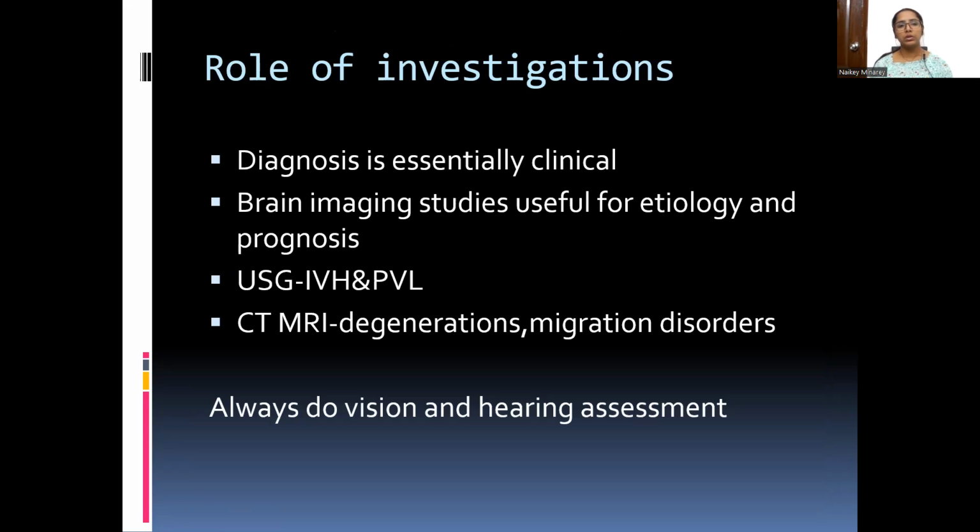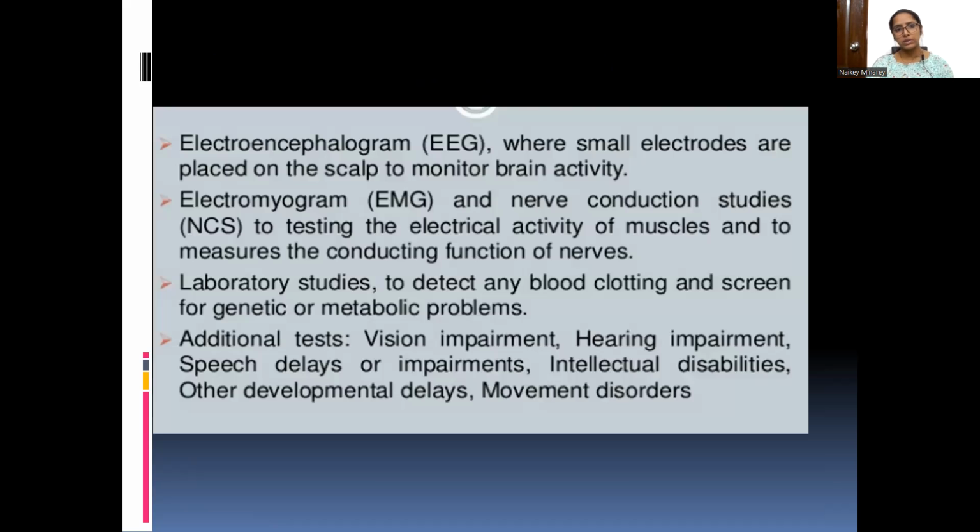Apart from that, there can be hypodense lesions in the brain on the CT scan. There can be intraventricular hemorrhage or periventricular leukomalacia, or any type of brain insult during the fetal or neonatal period. Brain imaging is useful for etiology and prognosis purposes. It will not change the line of treatment. CT and MRI can show degeneration and migration disorders. Always do vision and hearing assessment in a child with cerebral palsy.